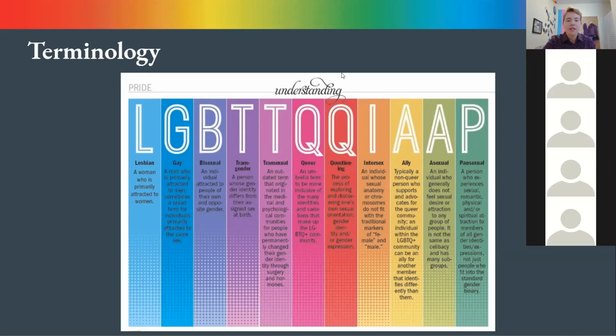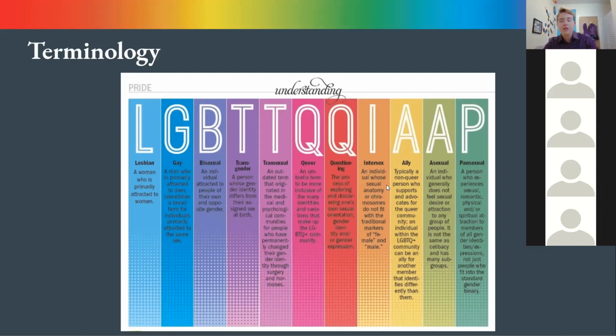Okay, next is the B, and that stands for bisexual, an individual attracted to people of their own and opposite gender. At this point, bisexual is considered a multi-gender attracted sexuality. It doesn't mean just that you're a man attracted to men and women; it's used in a more general way. Next we have T, which stands for transgender, a person whose gender identity differs from what they were assigned at birth. I'll go into a little bit more nuance about it in a couple of slides.